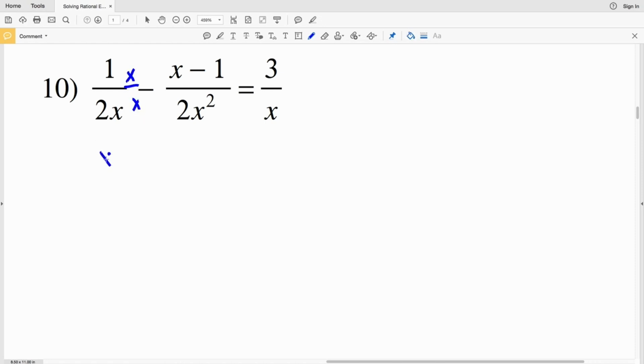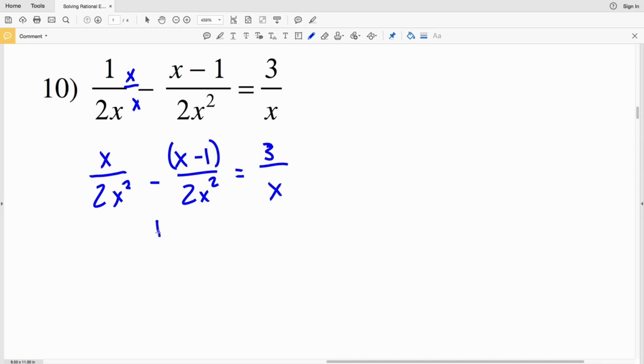Doing this, I'll have x over 2x squared minus x minus 1 over 2x squared equal to 3 over x. Now I can combine the numerator. X minus 1, I'll have x minus x, which is 0, and then minus a negative 1, so I'll be left with a positive 1 in the numerator. So it'll be 1 over 2x squared equals 3 over x. Now I'll multiply both sides by 2x squared.